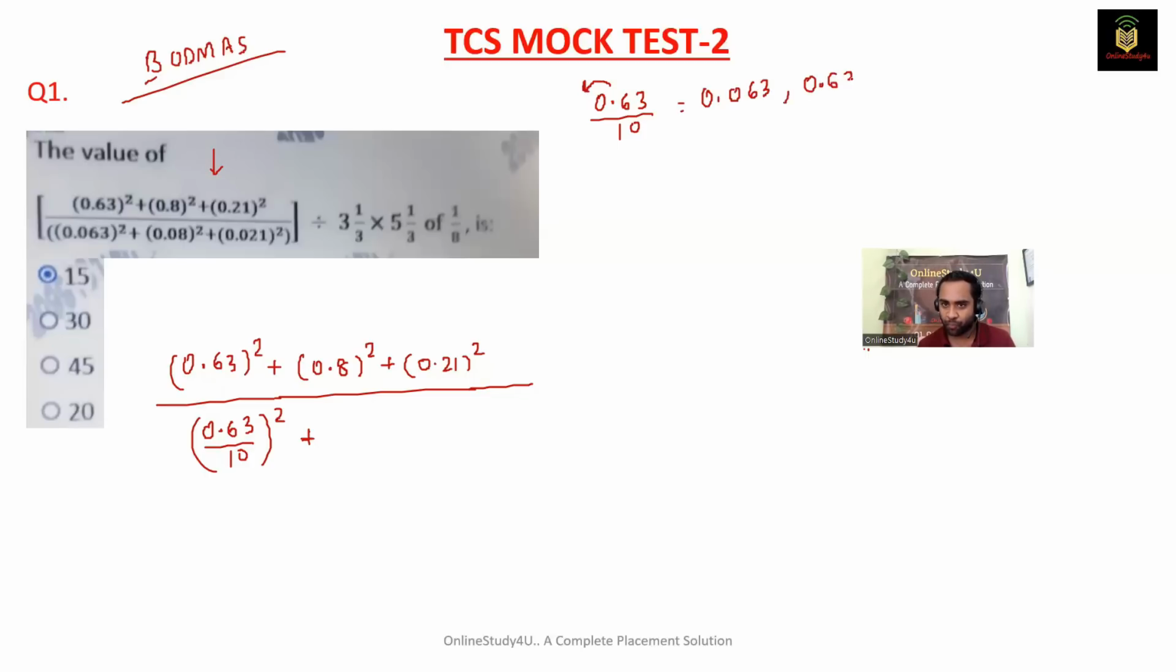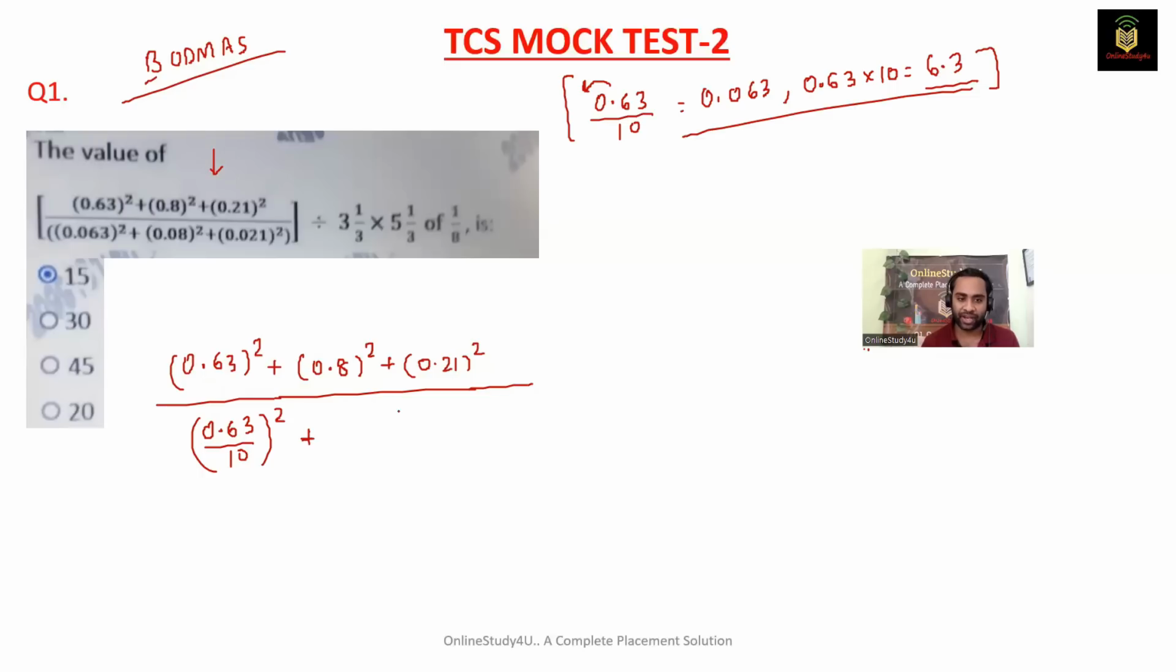If we have 0.63 into 10, if you are multiplying with 10, then your decimal will shift one place this side. This you definitely might be aware of. If you are dividing, then your decimal will shift left. If you are multiplying, your decimal will shift right. You should be very clear with that.